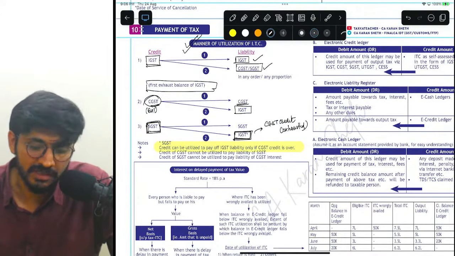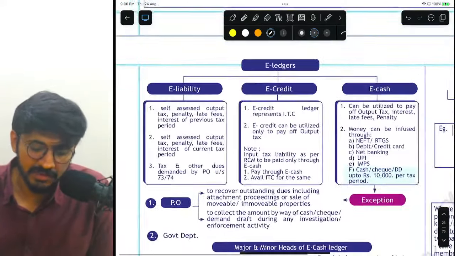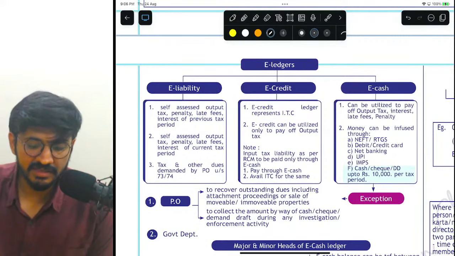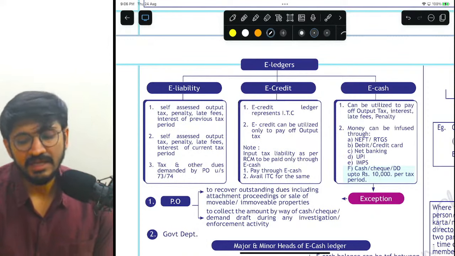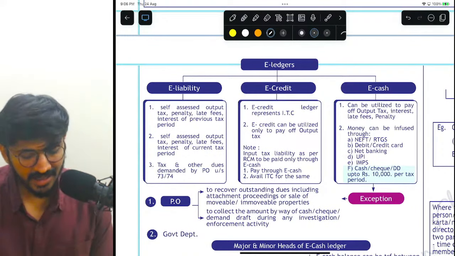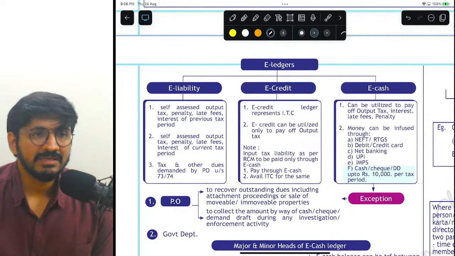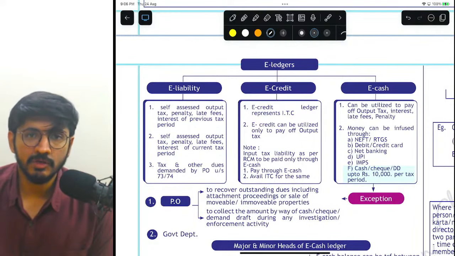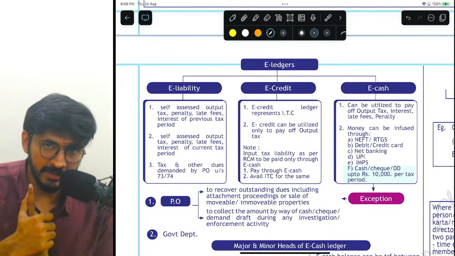Once you have understood the manner of utilization of ITC, the second thing you really need to understand, my dear friends, is what these three ledgers are. The three ledgers are basically e-liability, e-credit, and e-cash. E-liability is basically the liability that the supplier has to pay towards the government. First is the output tax liability.